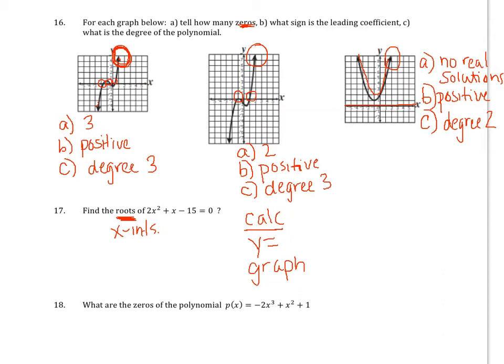Okay, after you type this into your calculator, you'll see that the x-intercepts, or the roots, are at -3 and 2.5.